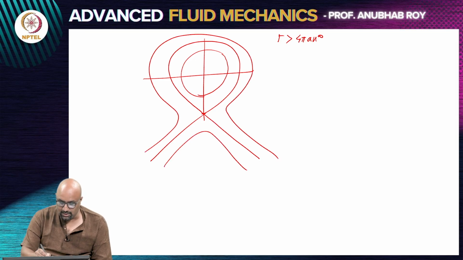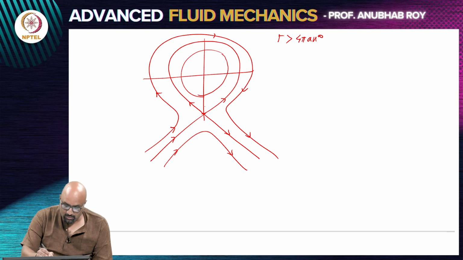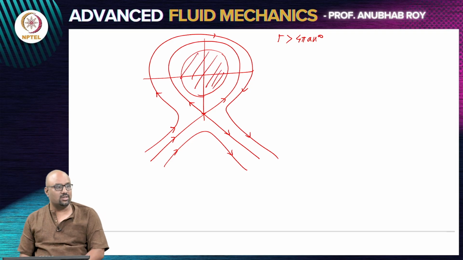So, it will look like this. You will have streamlines which will bend around the circular cylinder, but there are also going to be streamlines which will remain confined close to the circular cylinder. Because the circulation is so strong, close to the cylinder you will actually see circular streamlines. It is only far away from the circular cylinder that you will see open streamlines. So, this is basically the picture that you would get.